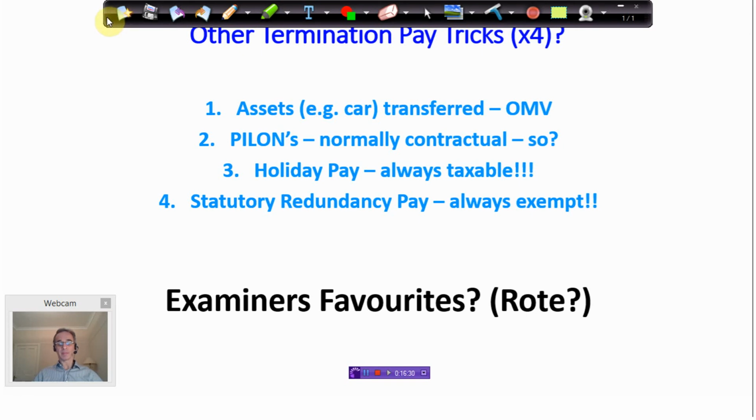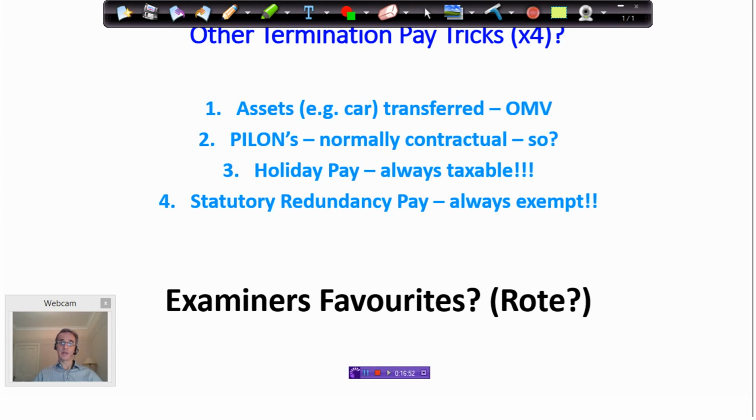Moving forward on this area, just one or two other tricks I'll draw your attention to that are often played by tax examiners, certainly under the P6 IRE banner. The first one is a situation where the individual receives an asset, let's say a car, as part of their termination package. In that instance, that will be included under the taxable banner.